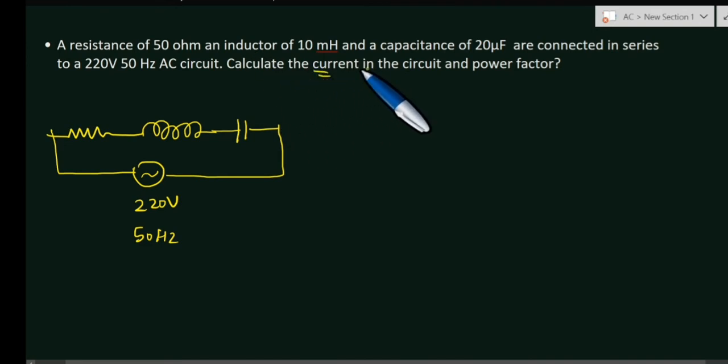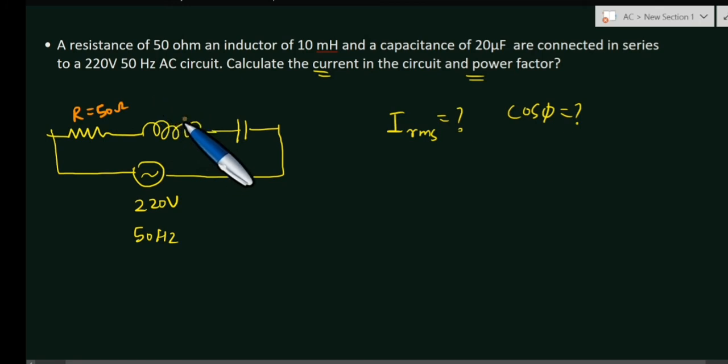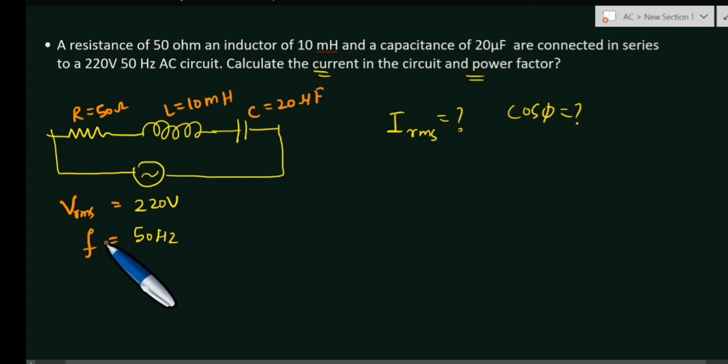Calculate the value of current and power factor in a circuit. So the current is Irms and the power factor is cos phi. They have given R equal to 50 ohm, inductance 10 millihenry, capacitor 20 microfarad, and the value of Vrms and the frequency of AC are given. So Irms we need to calculate.